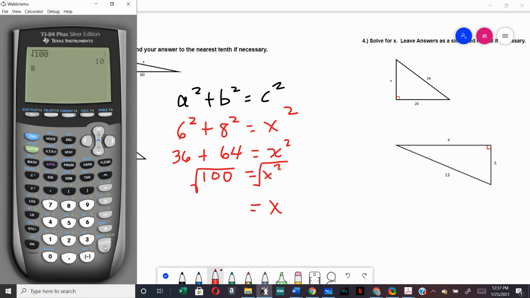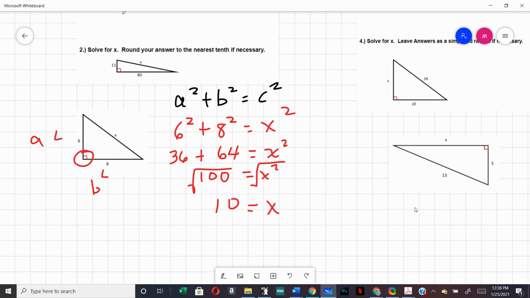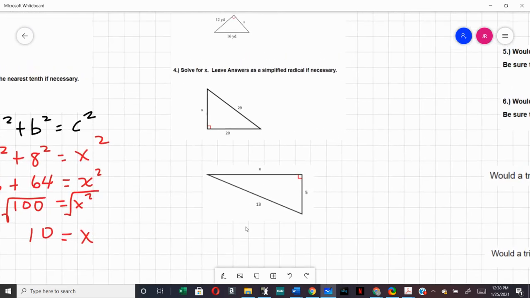There you go. And so that's 10. Now, if it's a decimal, just round to the nearest tenth. Otherwise, leave it as the whole number. I know number 4 says to leave as a simplified radical, but I'm really not making you do that for these problems.